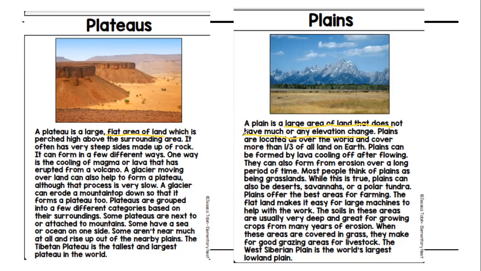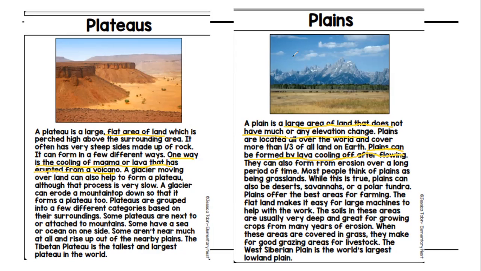What is another similarity? Well, one way a plateau can be formed is the cooling of magma or lava that has erupted from a volcano. Let's look at plains. Plains can be formed by lava cooling off after flowing.